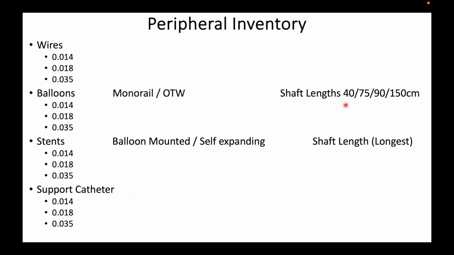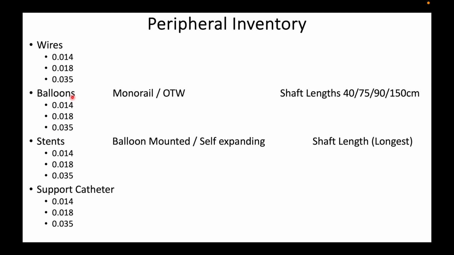So peripheral inventory is huge, because in coronaries we only have 0.014 wires, but in peripheral you have 0.014 wires, then a 0.018 wire and a 0.035 wire. All three wires are used in peripheral interventions, and according to the wire platform you have their balloons: balloons compatible with 0.014 wire, 0.018 wires, and 0.035 wires.